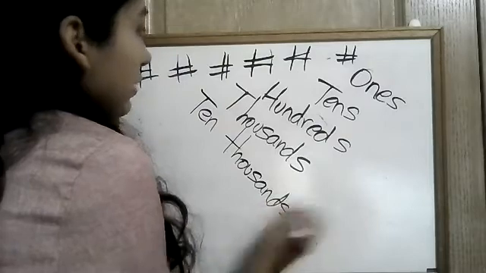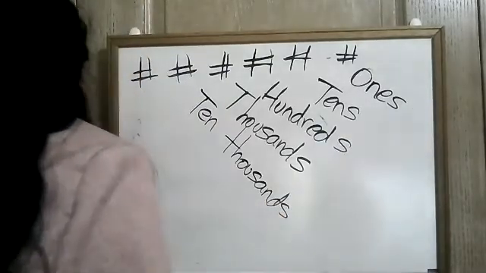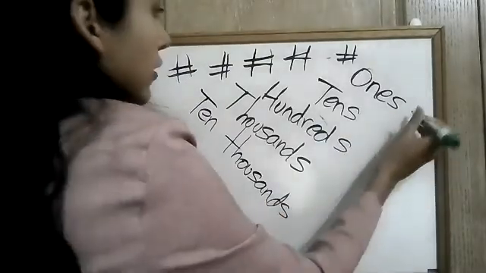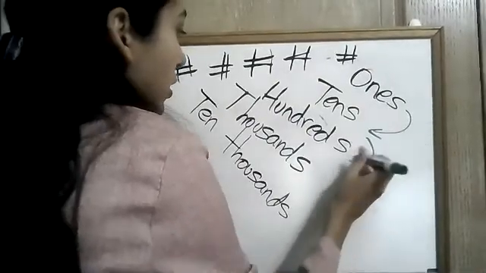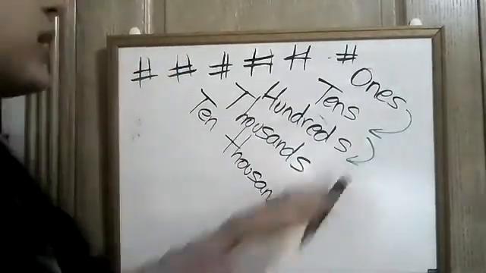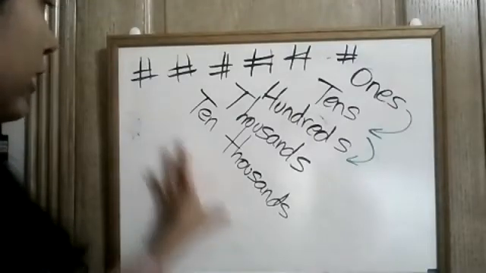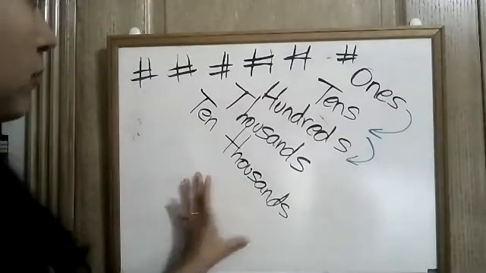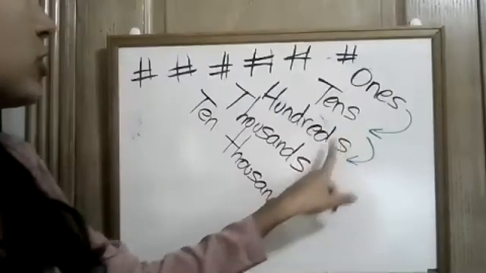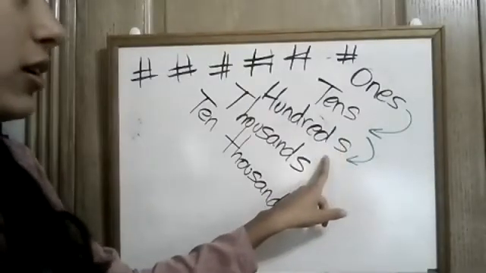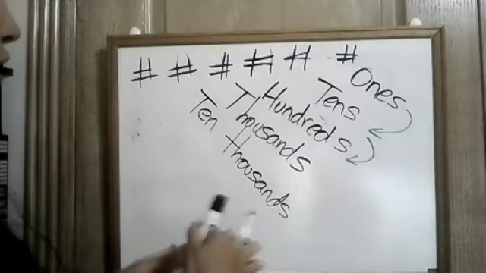So knowing that we're going to just keep on going this way, what would be the next one? Right here, we did 10,000s, and we're just going to copy 1 from it. It would be 100,000s.